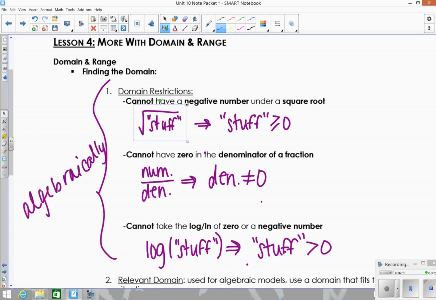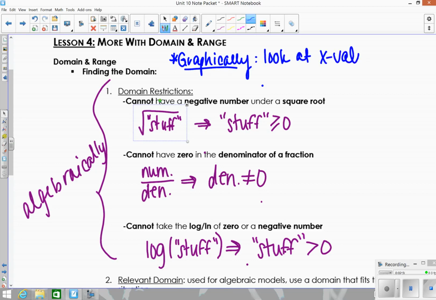And then also keep in mind, that was algebraically, but if you wanted to find the domain graphically, you just move across the x-axis and see what x values you have. So we would look at x values and move across the x-axis basically from left to right.